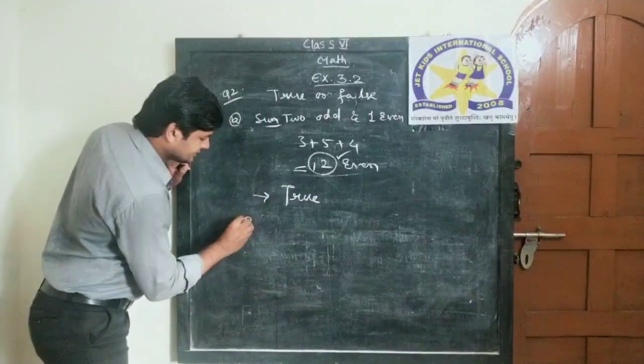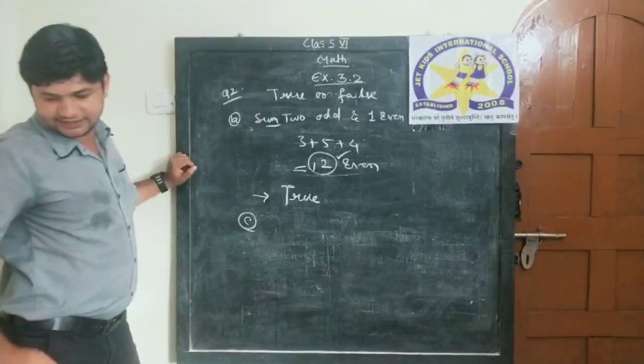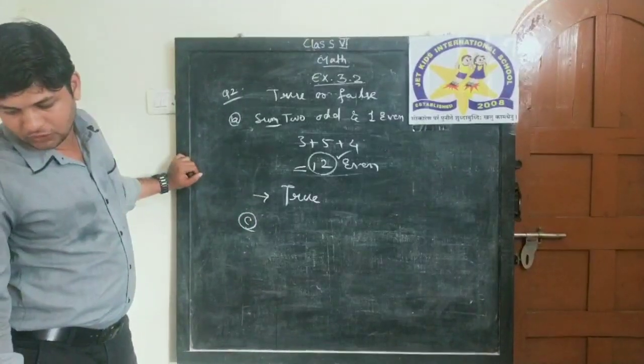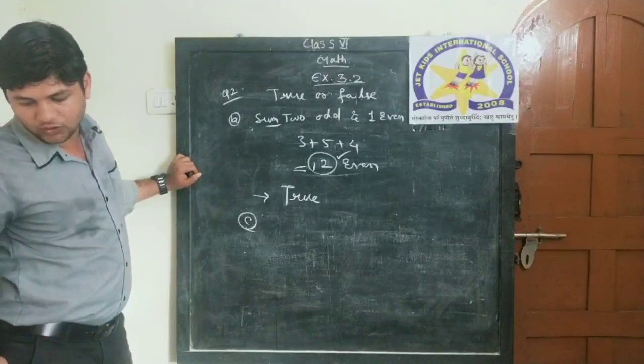Clear? Next, C. What is C? The product of three odd numbers is odd.